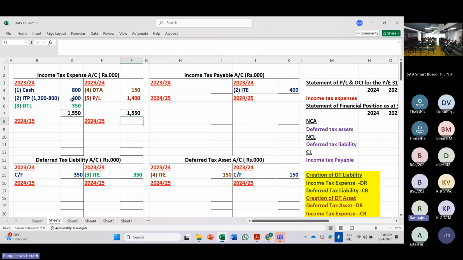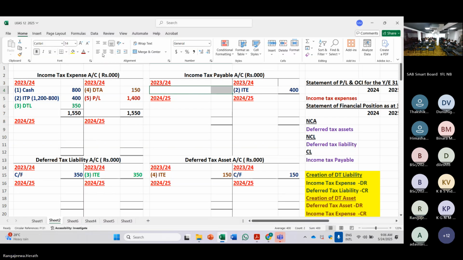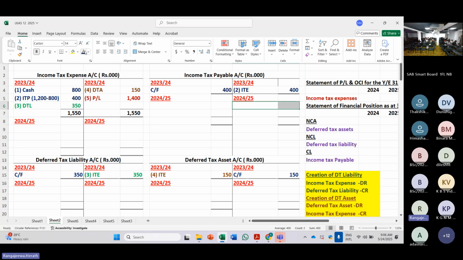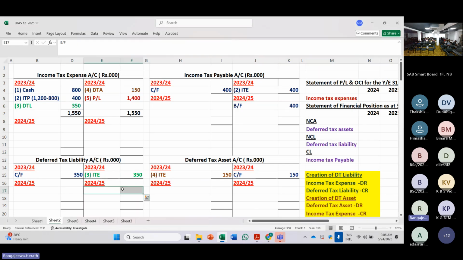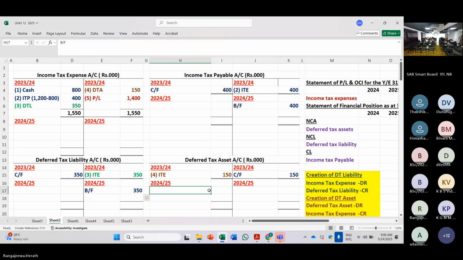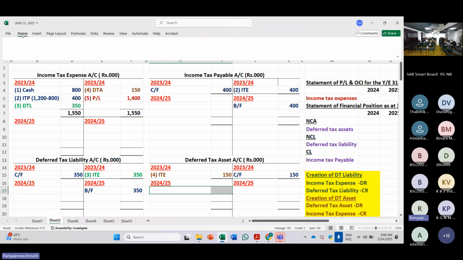Now this tax payable balance can be carried forward to next year. The tax payable account එකේ 400 balance එක එනවා ඊළඟ අවුරුද්දට. Deferred tax liability also we have a balance, 350 for next year. Deferred tax asset, we have a brought forward balance of 150.